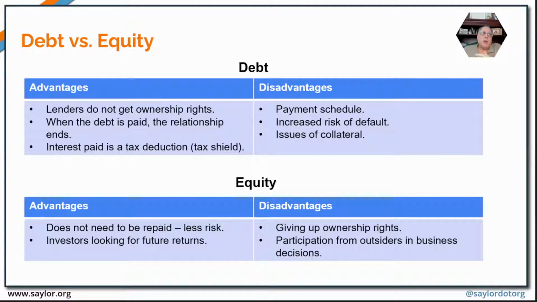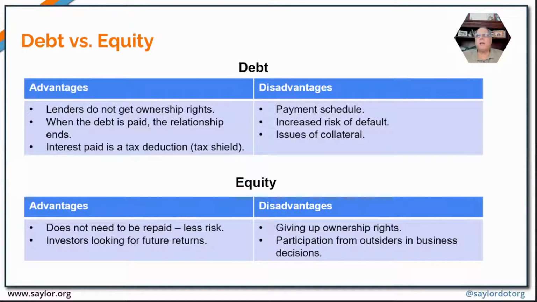Now, when we talk about debt, the advantage is the lenders don't get any ownership rights. So the bank doesn't become an owner in your firm. When the debt is paid, the relationship is over. There's nothing more to talk about. And typically the interest that you're paying is a tax deduction. We mentioned that earlier on in our presentations, that's called the tax shield. So although I am going to pay a certain amount of interest, I will get some relief on the tax side because interest is tax deductible.